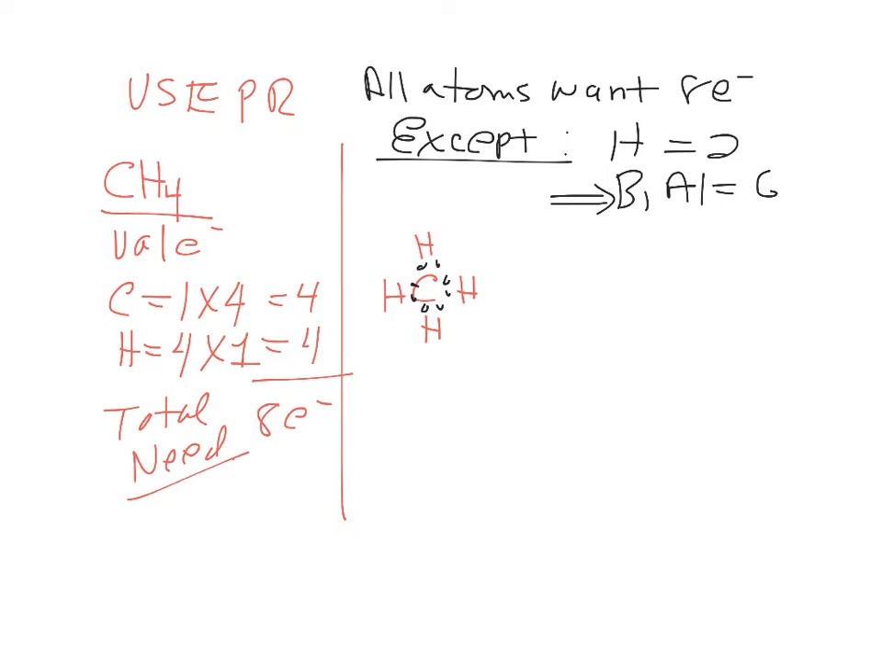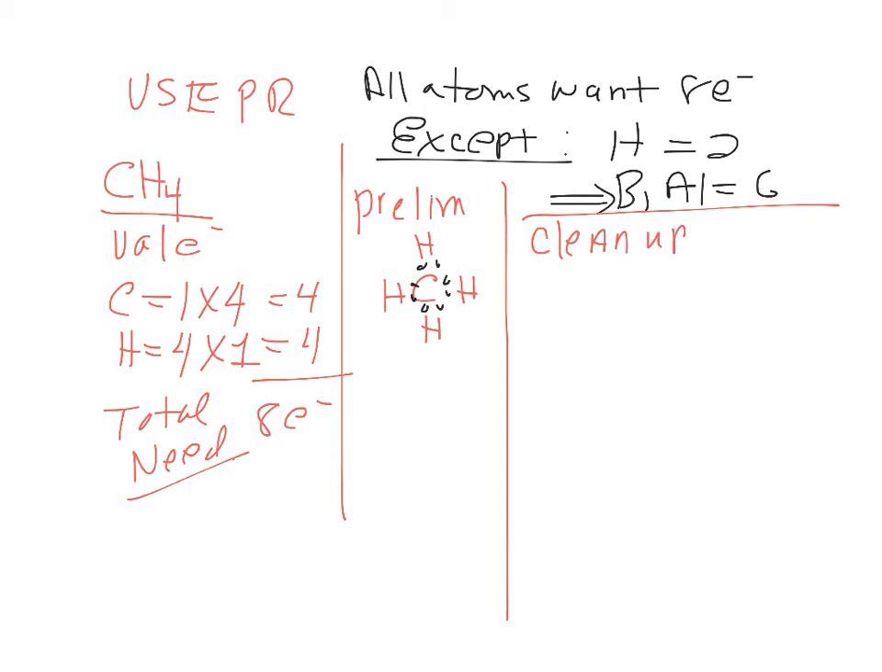The next thing we're going to do is clean up our picture. So this was the preliminary picture, and now we're going to do our cleanup picture. The cleanup picture is where you draw one line for every 2 electrons. And then our final picture is going to be when we do our total, shared, and unshared. And remember that the relationship here is that the total equals the shared plus the unshared.